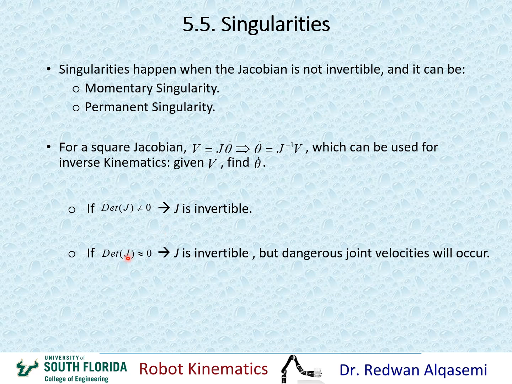Now, when the determinant of the Jacobian is almost 0 but not quite 0, that means J is invertible, but we're going to have very dangerous joint velocities that might cause the robot to go out of control. So again, we do not want the determinant to be close to 0. Now, if the determinant is equal to 0, that means J is not invertible. So in that case, of course, we cannot perform the inverse kinematics and find any motions.